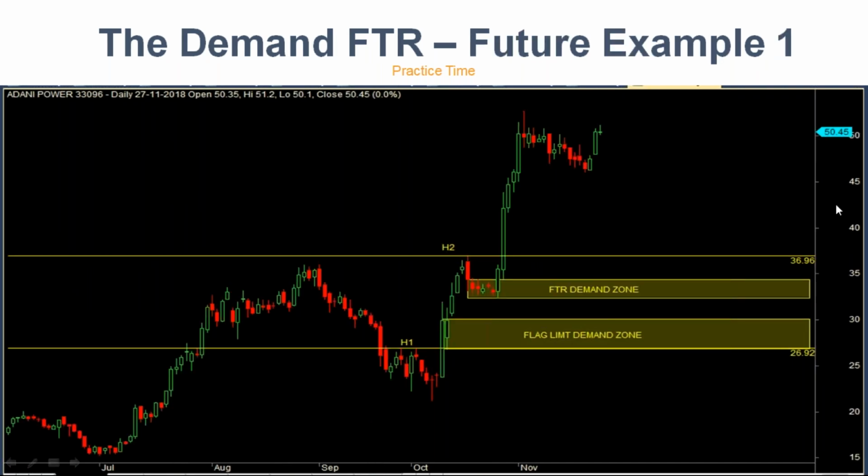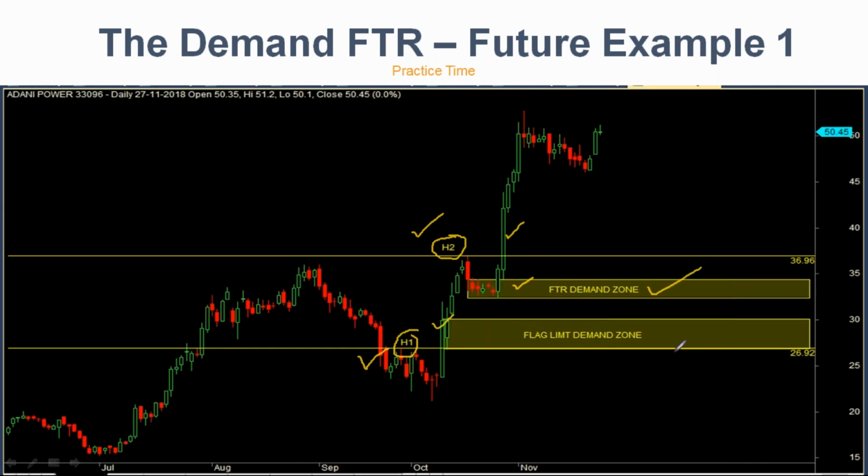This is a future example which I have parked, where the price has never come before. Agree, friends, this is H1. Rule number 1, high is formed. Rule number 2, high is broken. Rule number 3, second high is formed. Rule number 4, base is formed. Rule number 5, second high is broken. This is an FTR zone, friends.